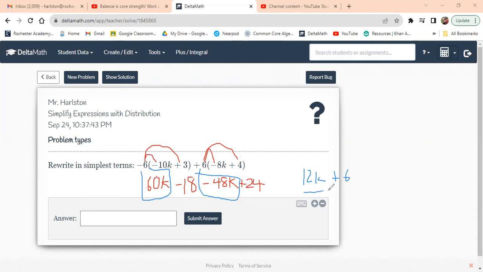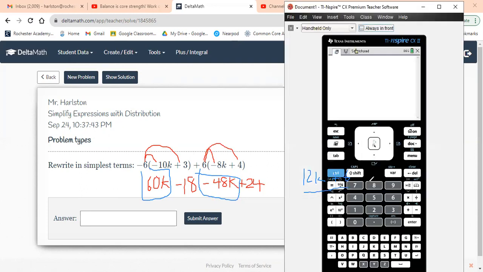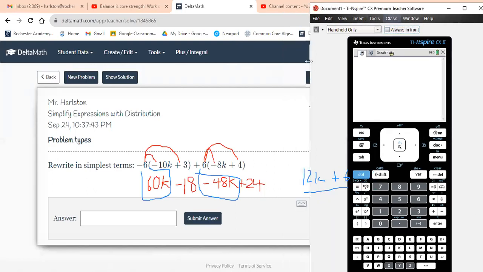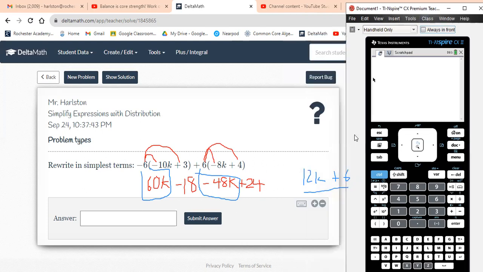Now, one of the things I want you guys to start doing is whenever you do any kind of algebra or simplifying, you should check your work to make sure it's right. And I've showed you how to check your work, but I'm going to show you again using the calculator. So all I'm going to do is I'm going to take a number, store it in for K. I'm going to put 1.25. That's one of my favorite numbers. And I'm going to store that into K.